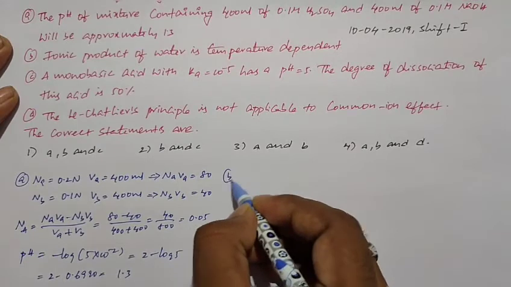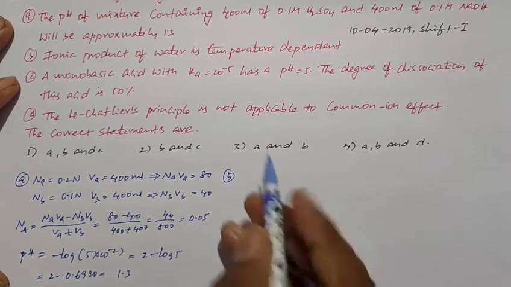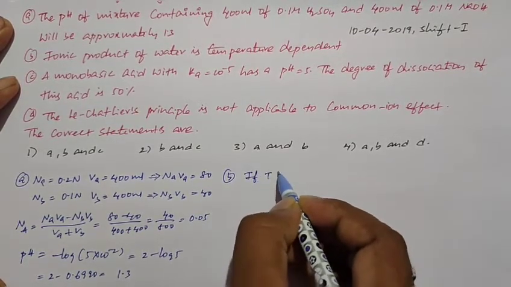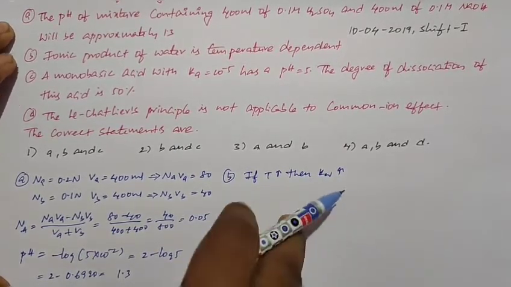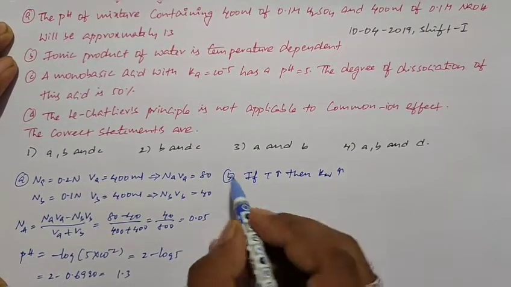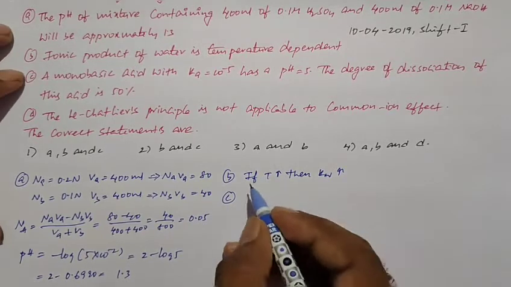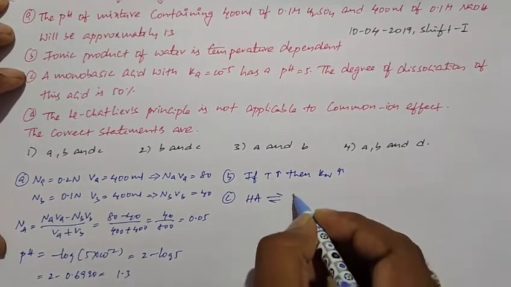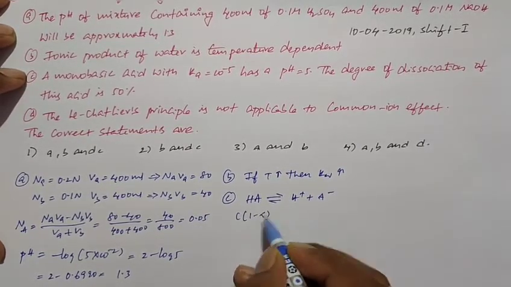Next, statement B. Ionic product of water is temperature dependent. Actually, if temperature is increased, then the ionic product of water is increased. Based on this, we can say the given statement B is correct. Next, statement C. A monobasic acid with Ka equal to 10^-5 has a pH equal to 5. The degree of dissociation of this acid is 50%. Based on this information, first we take the acid HA, which gives rise to the H+ ion and A- ion. At the start we can take C into (1 minus alpha).